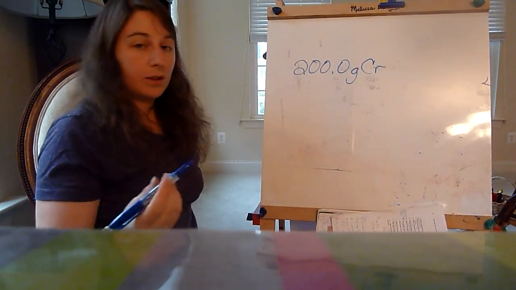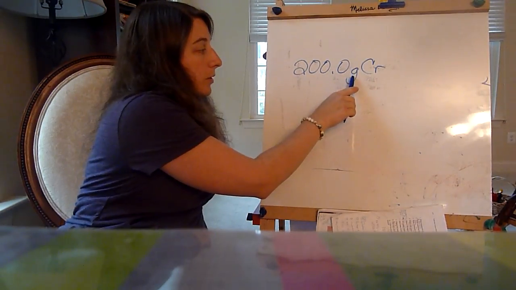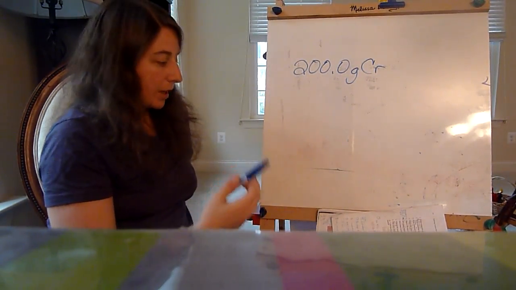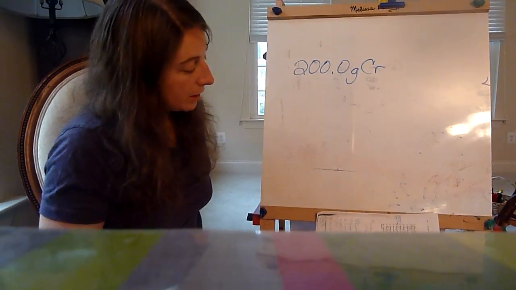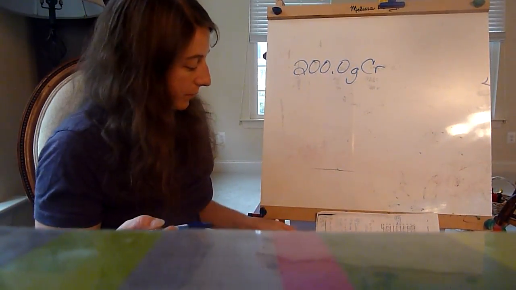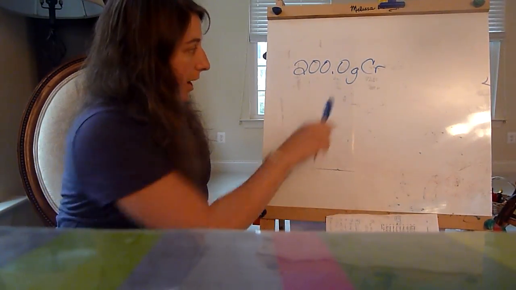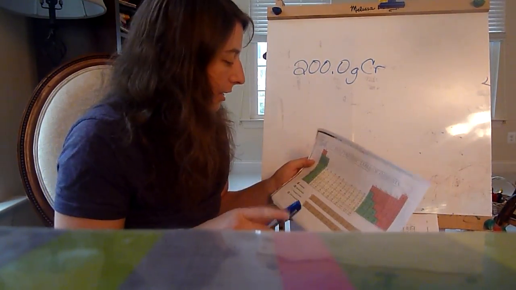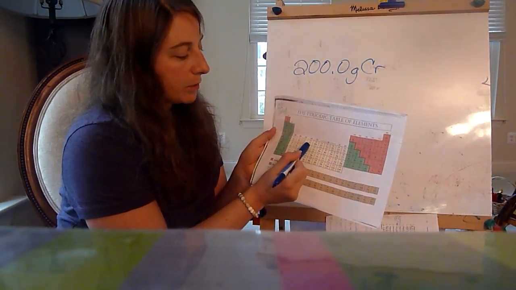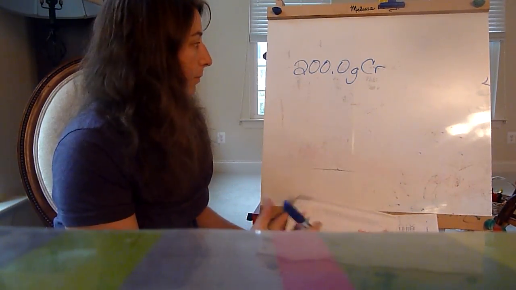Make sure that not only do you write your magnitude, 200, but you write your unit and you write what it is, what chemical it is. Very important in chemistry to keep track of all of that in your problems. So, then we need to look at our periodic table. We have grams, we want to convert to moles. We can use the molar mass of chromium to do that. So if we look at the periodic table, the molar mass of chromium is right here, 52.0 grams per mole.